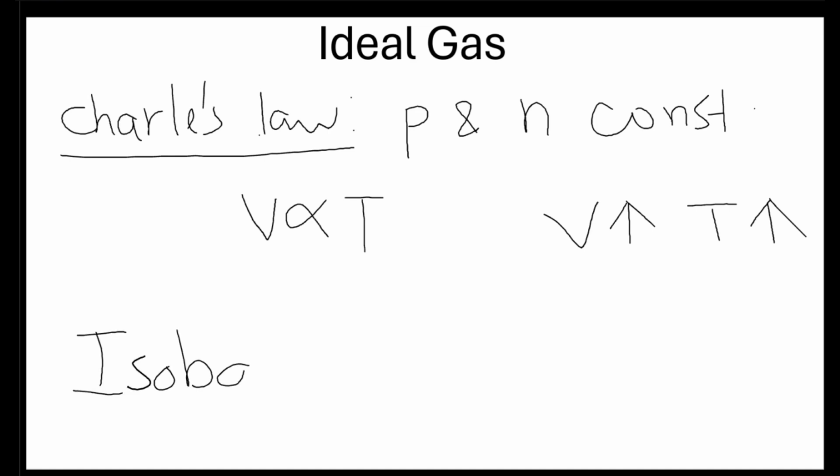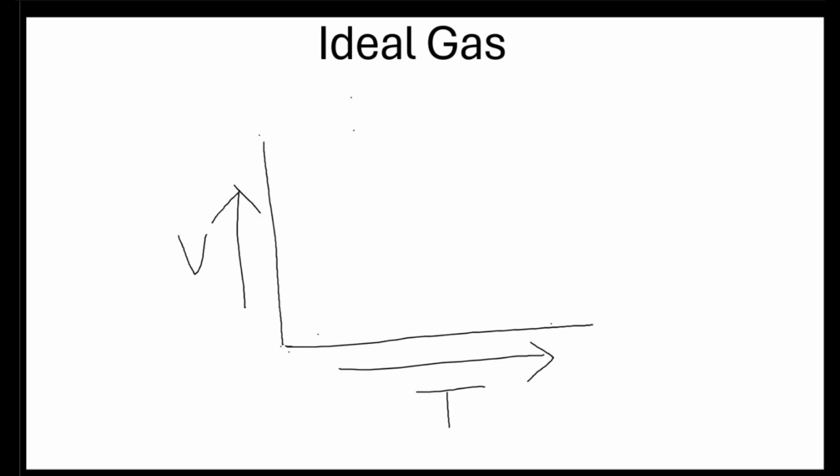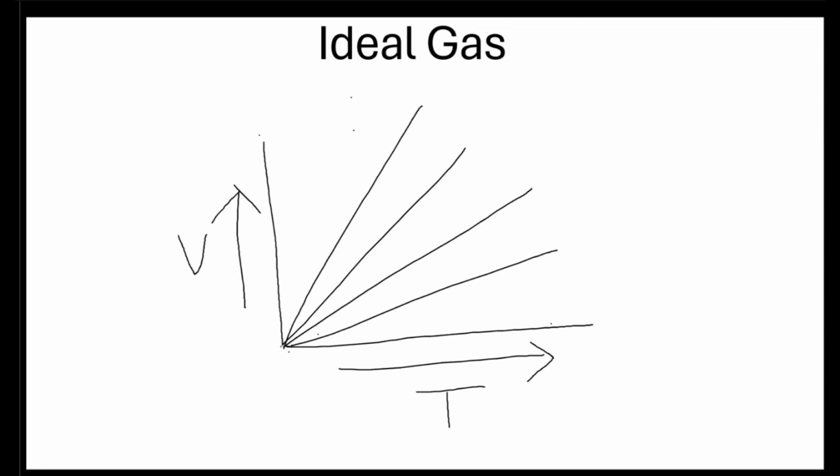As our pressure is constant in this case, we will notice isobar in the graph. Let's understand this with the help of graph. Our volume goes this way and temperature goes this way. Now as the volume increases, temperature will also increase, and our graph will look something like this, and each line will be isobar.